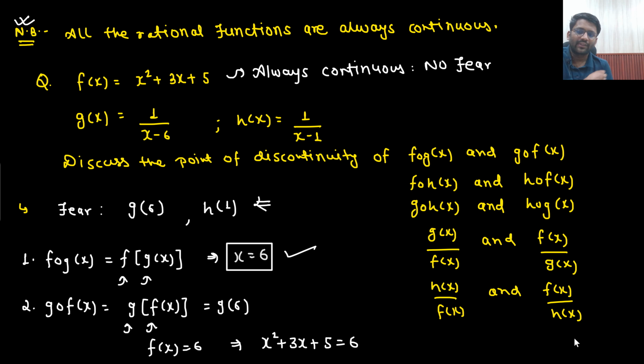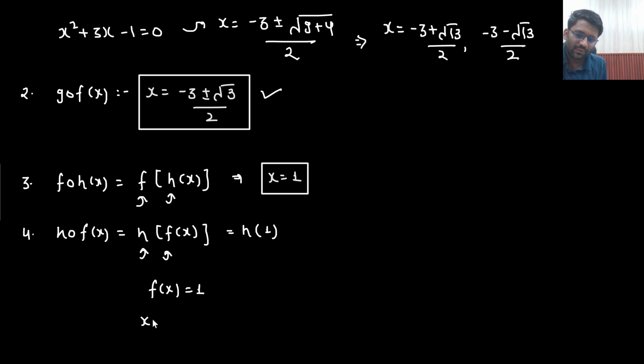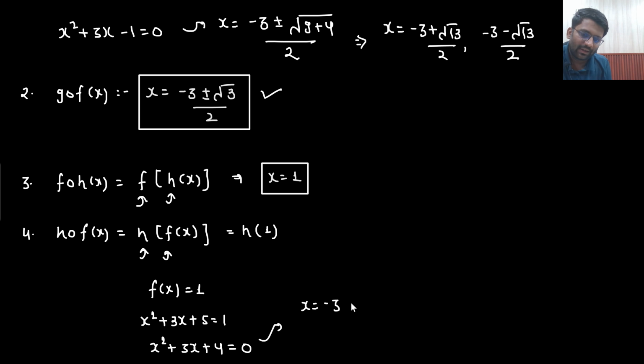So f(x) equals 1: x square plus 3x plus 5 equals 1. So what you are getting is x square plus 3x plus 4 equals 0. From here let's try finding the value of x. The value we are getting is minus 3 plus minus under root b square minus 4ac upon 2a. What is this? This is an imaginary value, not a real value, because under the root there is a negative sign, no? So it is not a real value.